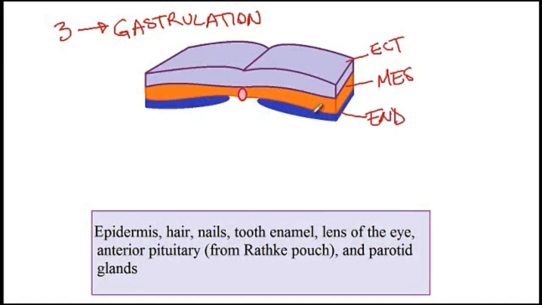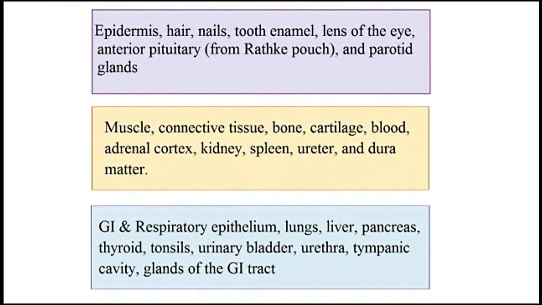Now, the surface ectoderm gives rise to epidermis, hair, nails, tooth enamel, lens of the eye, anterior pituitary gland, which is from the Rathke's pouch, and parotid glands. Now, just to remind you that Rathke's pouch is a depression in the roof of the primitive mouth.